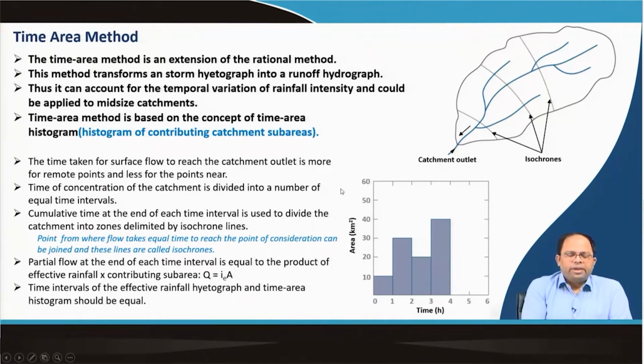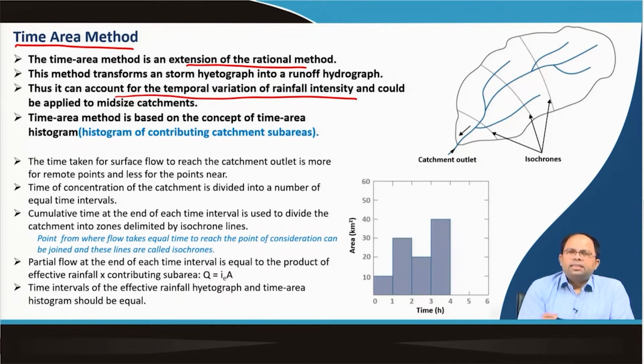So, next we show you the time area method, where we use this hyetograph that I just showed you in the last slide. We showed you how to estimate a hyetograph. Now, how do I apply that? In the time area method, we apply this particular hyetograph, and it is an extension of the rational method, you can say. But in this method, we account for the temporal variation of rainfall intensity, and this method could be applied to mid-size catchments, not very large catchments and neither small catchments, but mid-sized catchments. And this method transforms a storm hyetograph into a runoff hydrograph.